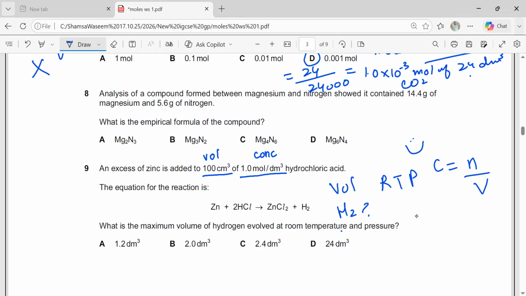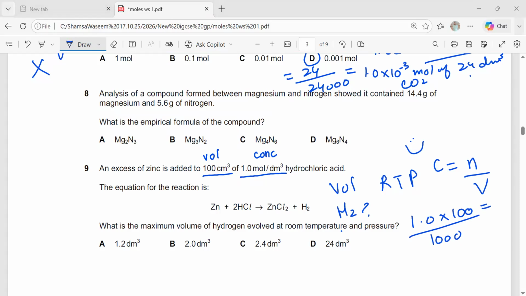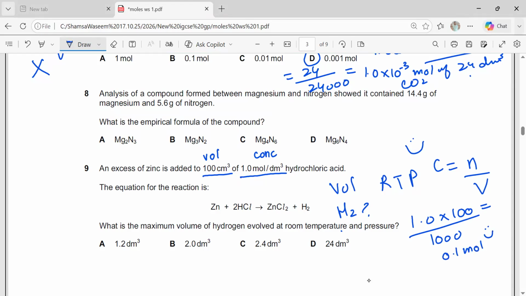So the concentration is 1 and volume is 100. But do not forget to convert this into decimeter cube. So we are going to divide it by 1000, right? So what you will get? 0.1. Right, girls. So we got 0.1 moles of hydrochloric acid.